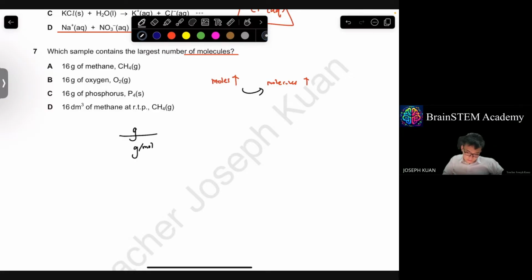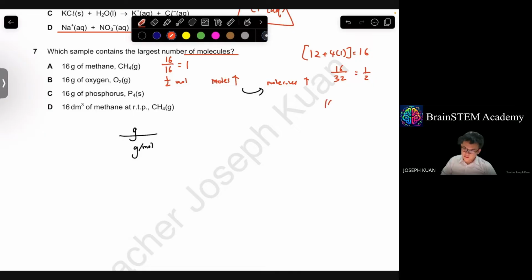So 16 divided by, for A, the molar mass of methane is 16, which can be gathered from the periodic table. 12 plus 4 times 1, that's 16. So it's 1 mole. For oxygen, it is 16 divided by 32. 1 oxygen is 16, 2 oxygen is 32 mass. So that's half a mole. And then for C, phosphorus is P4. Each phosphorus is 31, so 16 out of 31 times 4. It's quite small.